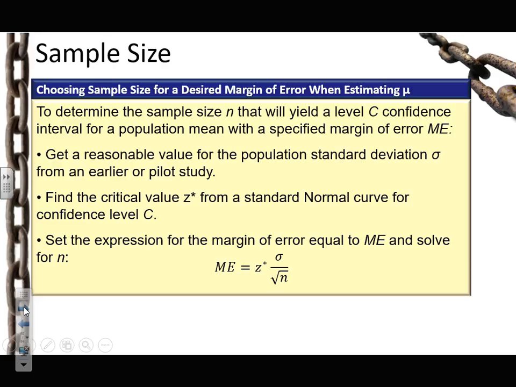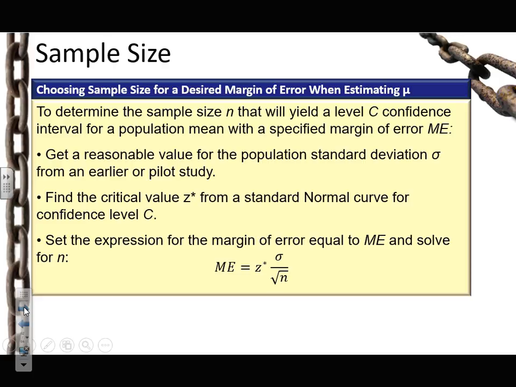So to determine the sample size that will yield a specific confidence level with a specified margin of error, so to reach the goals that we want our project to reach, the first thing we're going to do is get a reasonable value for the population standard deviation. Now, generally, that would either need to be done from an earlier study or from a pilot study. So you would need to run a small pilot. So maybe you go out and gather a quick sample of individuals and calculate a quick value.